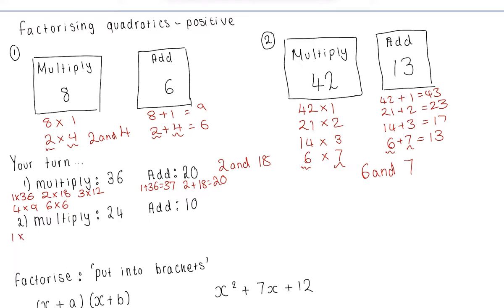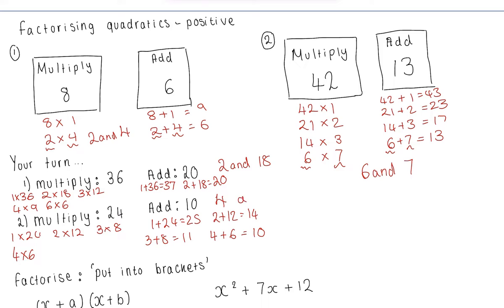Same thing again here, so we've got 1 and 24, 2 and 12, we've got 3 and 8, and 4 and 6, and I think that would be it. So let's add them together. 1 plus 24 is 25, so it can't be that. 2 add 12 is 14, so it can't be that. 3 add 8 is 11, so again couldn't be that. But 4 add 6 is 10. So here it's 4 and 6 that multiply together to give us 24, but add together to give us 10.